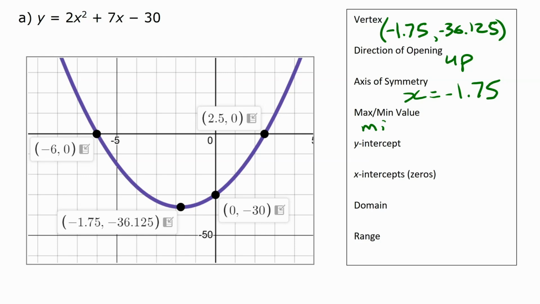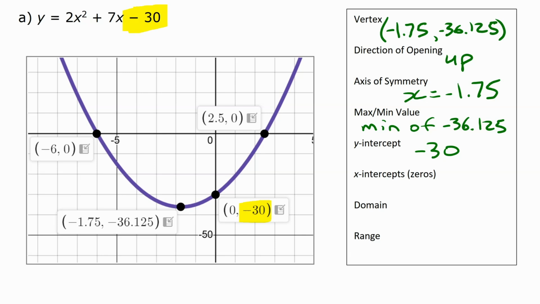So we're going to say it has a minimum of negative 36.125. The y-intercept was that number there. We can write it again as coordinates of a point, or you can just write it as negative 30 like that. Now while we're thinking about y-intercept, you might have in your work with quadratics already recognized the relationship with this, and in standard form that value of the constant term, they are indeed going to be the same. You will see that more and more as you continue to work with things.